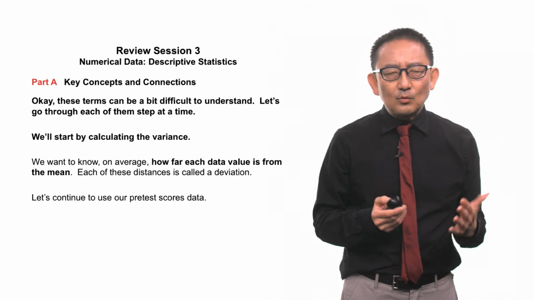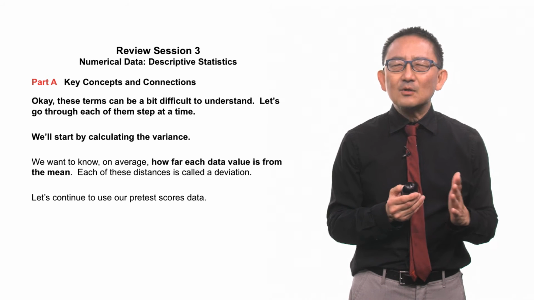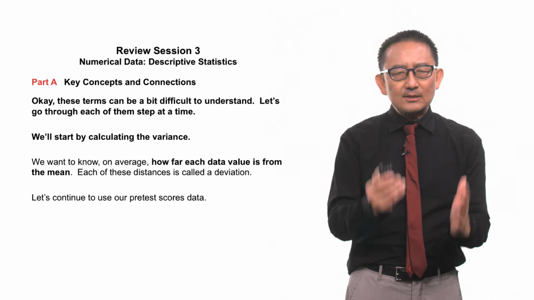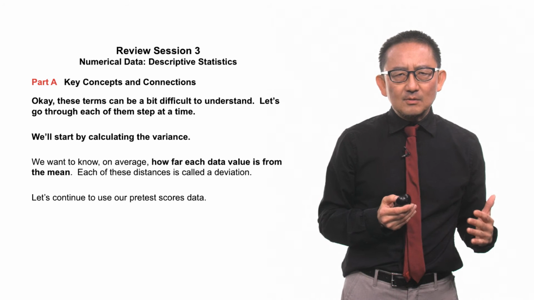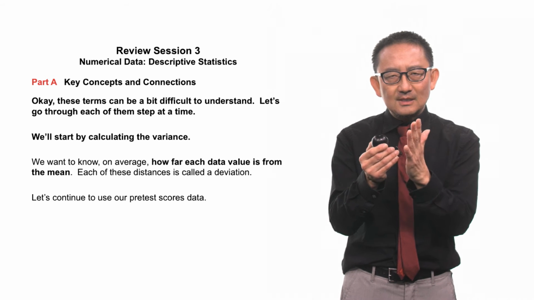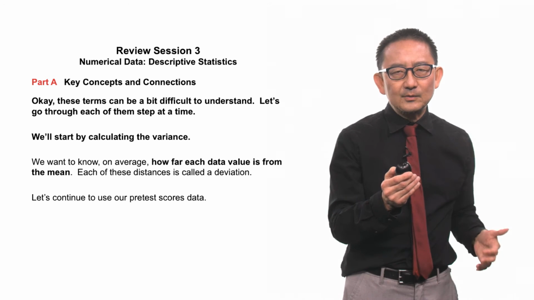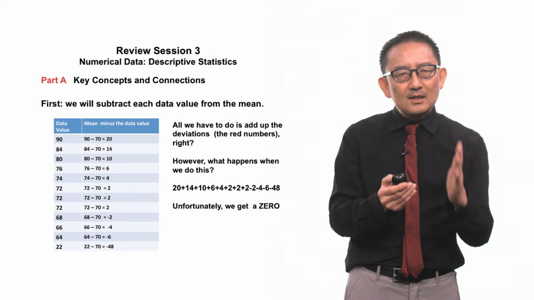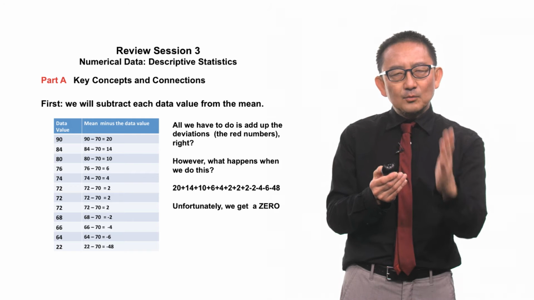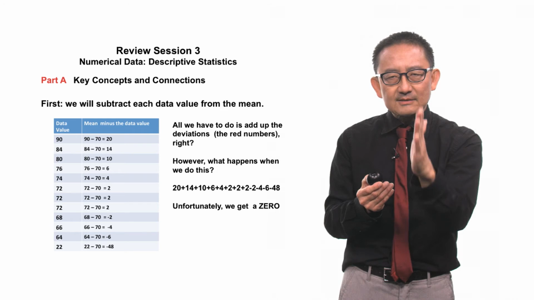So where we're starting with the variance, we want to know on average how far each data value is from the mean. What is the average distance? These distances of the individual data values from the mean are called deviations. So let's continue working with our pretest scores and see how that is. Now you'll see in the column on the left each of the individual values. We're taking each value and subtracting the mean from it, and then we get what are called the deviations.